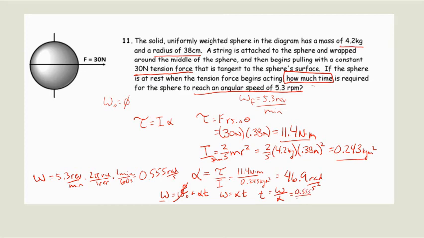So I do 0.555 divided by my 46.9, and that's a really small value. It's going to take me 0.012 seconds for me to go from 0 to 5.3 revolutions per minute.